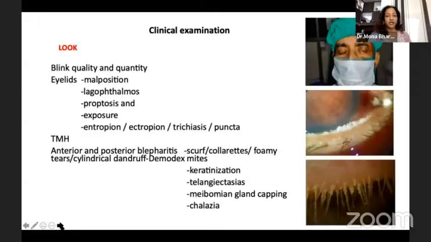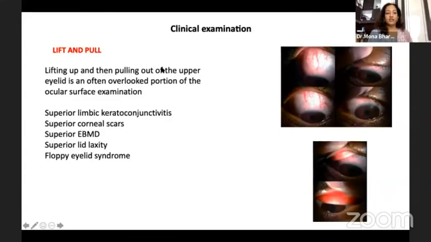Now moving on to the clinical examination, looking at the blink quality and quantity, presence of lagophthalmos, any form of exposure, the tear meniscus height, presence of foamy secretions, presence of lid margin changes, telangiectasias, or cylindrical dandruff should be done. Another important part of examination is lifting and pulling the upper lid, which is often overlooked, to rule out the presence of superior limbic keratoconjunctivitis, superior corneal scars, superior epithelial basement membrane dystrophies, lid laxity, or floppy eyelid syndrome.